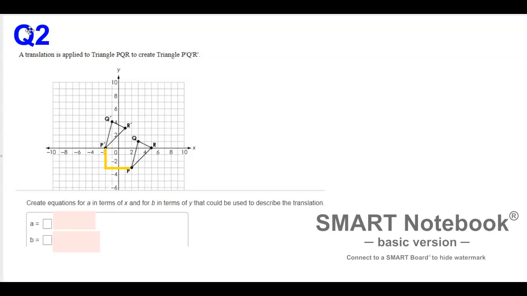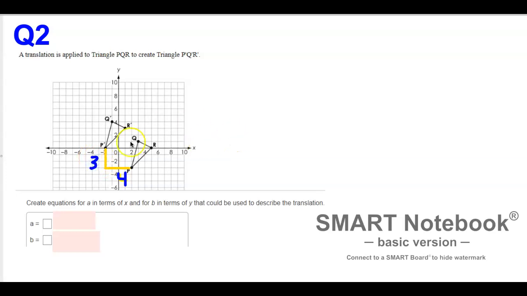So we need to pick a point on triangle PQR, and I picked point P because I think it's the easiest one to pick, but you can pick Q or R. We need to figure out, to get from P to P prime, how many units do we move and in what direction. You can see here I've drawn it in yellow. To get from point P to point P prime, we move 1, 2, 3, 4 units to the left. So here we move 4 units left, and then to get from P to P prime, we move 3 units up.